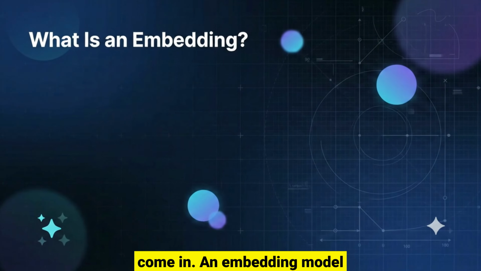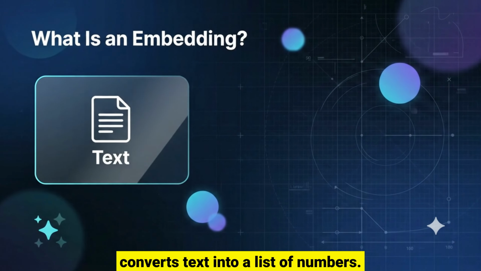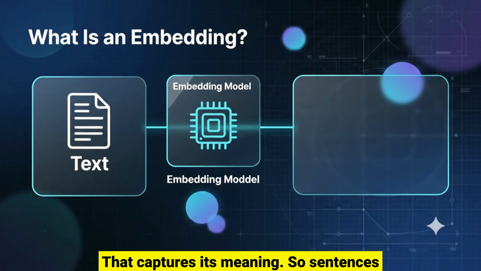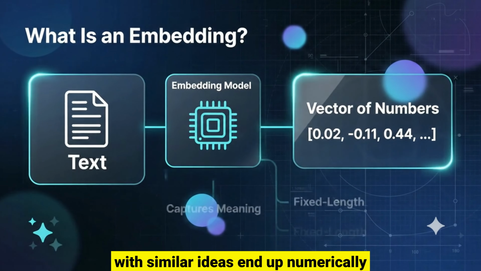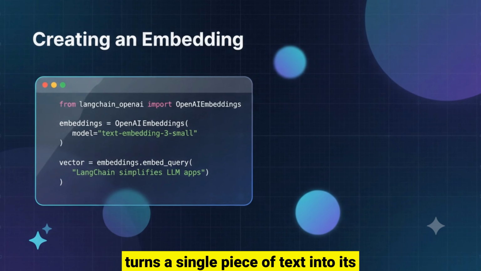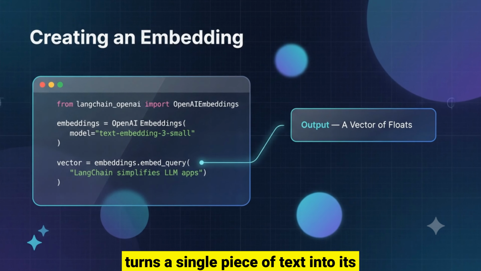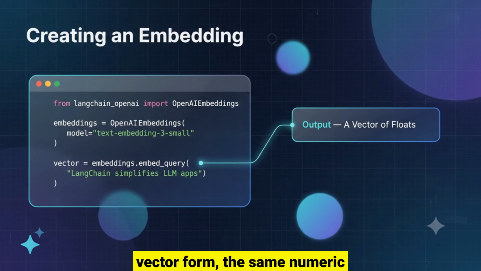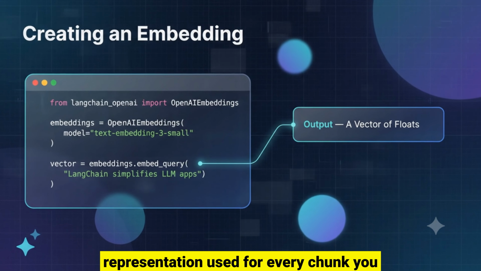An embedding model converts text into a list of numbers that captures its meaning. So sentences with similar ideas end up numerically close. Embed_query turns a single piece of text into its vector form, the same numeric representation used for every chunk you store.